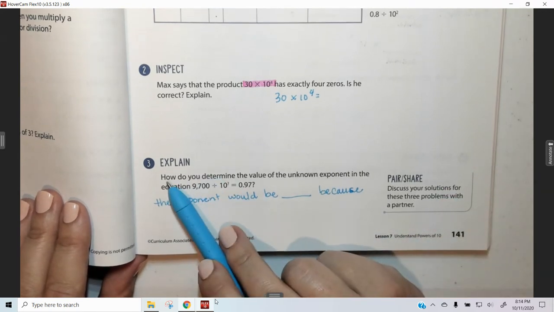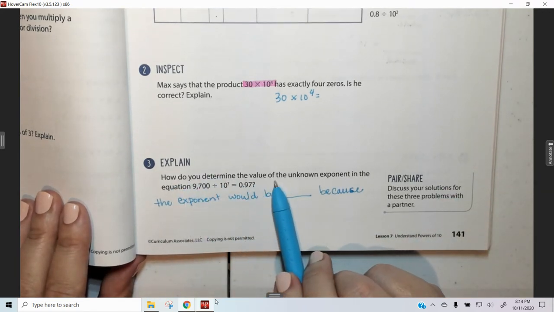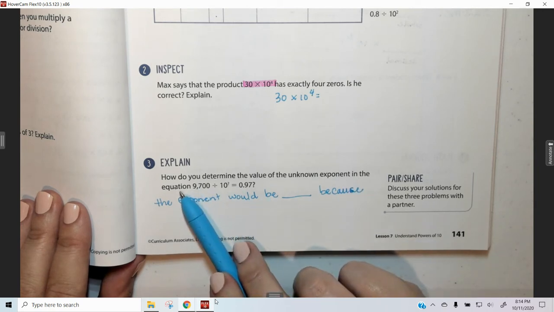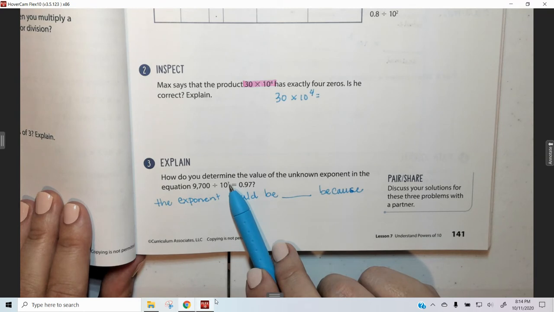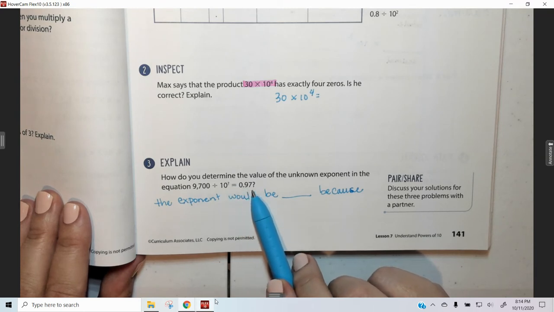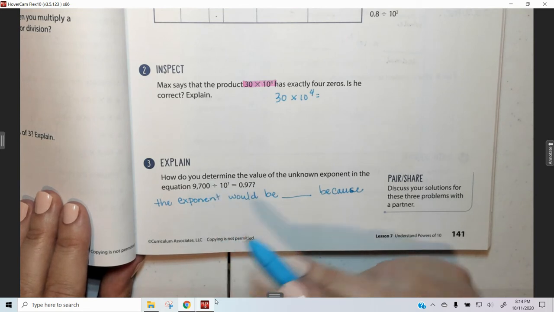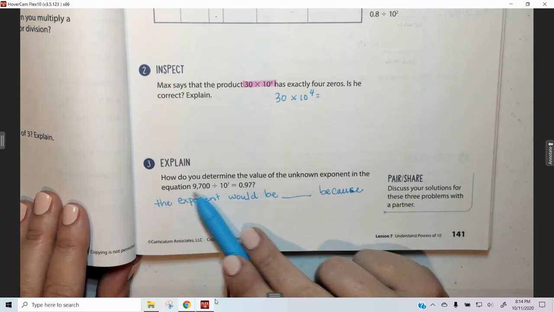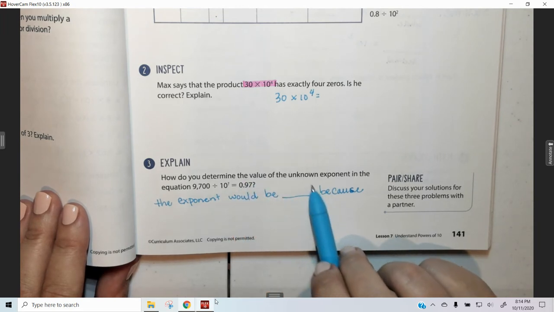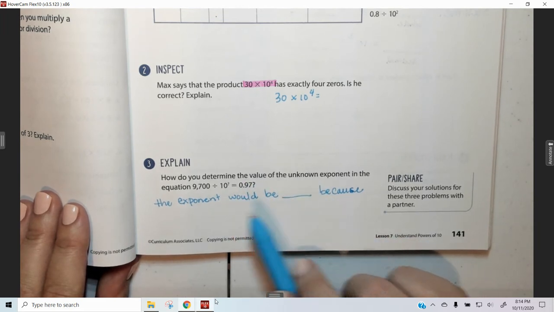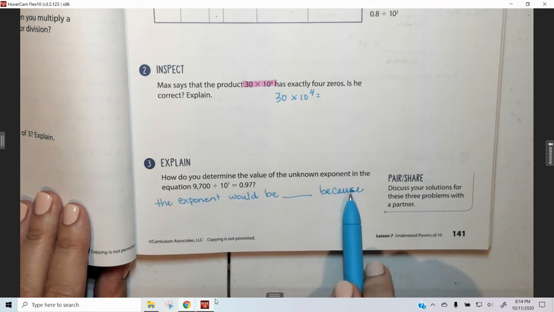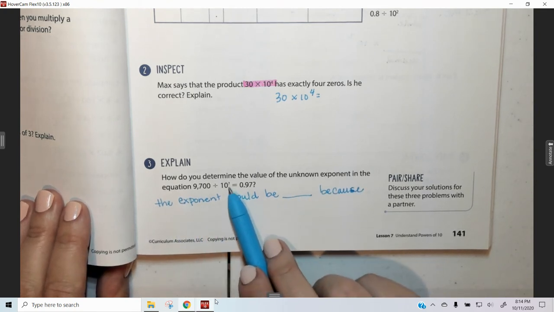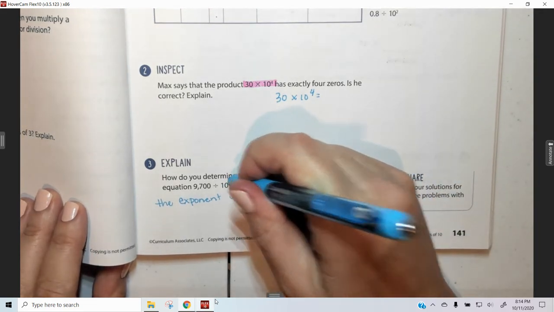Number 3, how do you determine the value of the unknown exponent in the equation 9,700 divided by 10 to the something power equals 97 hundredths? So how could you move your decimal? Remember, if we're dividing, we move the decimal to the left. How could you tell me where the exponent is? So say the exponent would be, tell me the number, because, and then tell me how you know what this number right here would be.